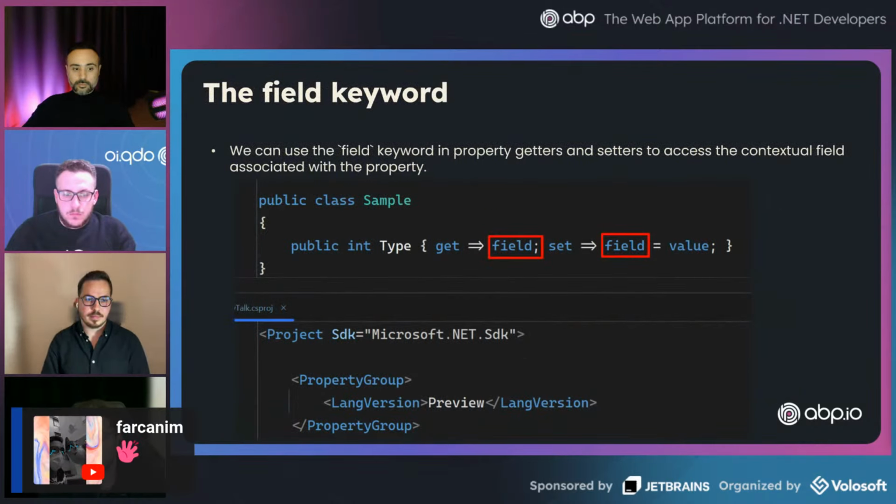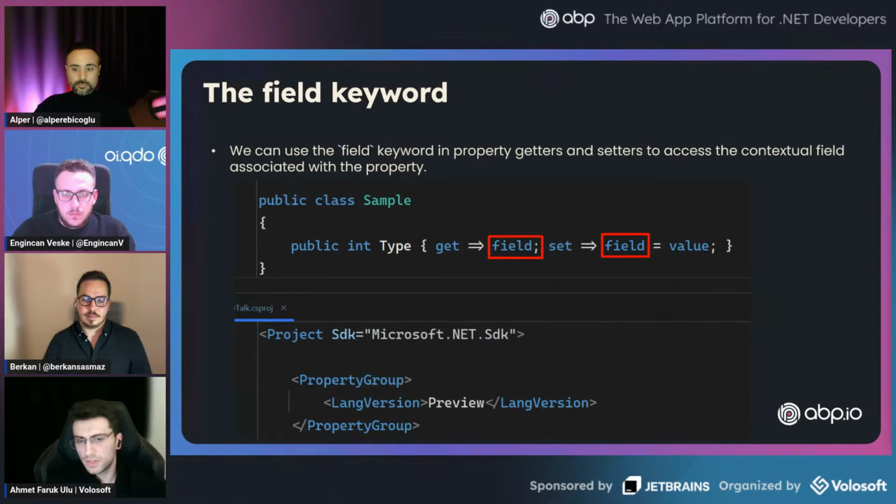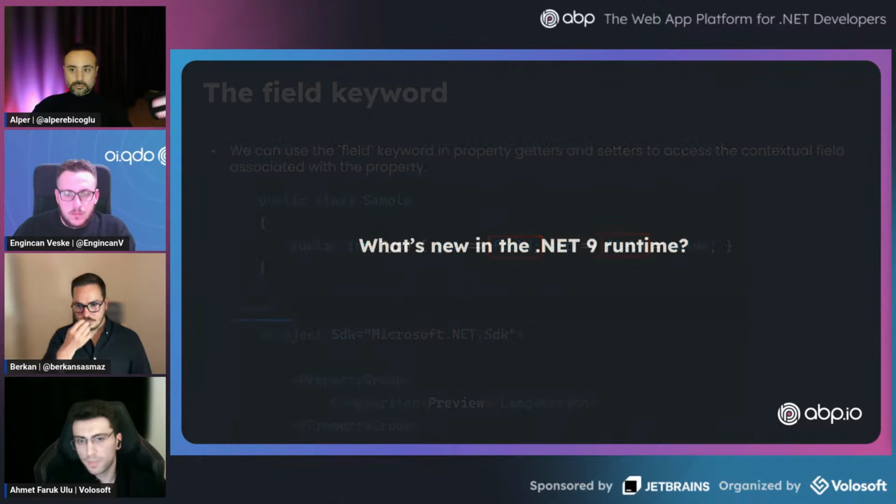The other one is the field keyword. It is another great feature. When defining properties, we can use the field keyword in the getter and setter methods. It is still in preview, so we need to set the language version to preview in order to use it. In this example, for instance, we are just changing our LangVersion to preview in our csproj. And after that stage, we can use the field keyword.